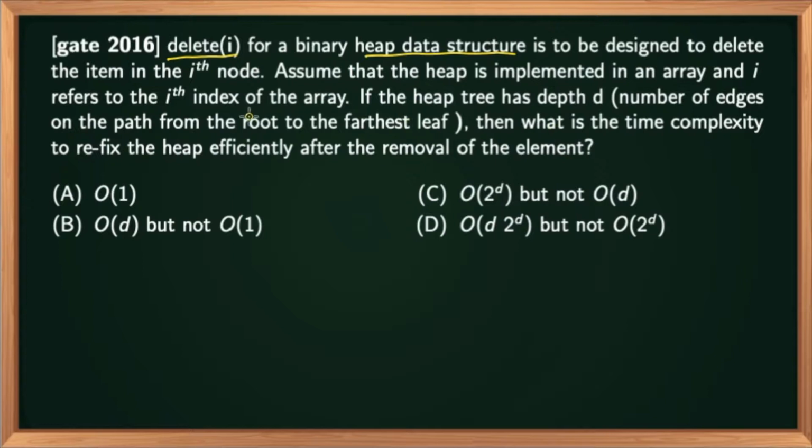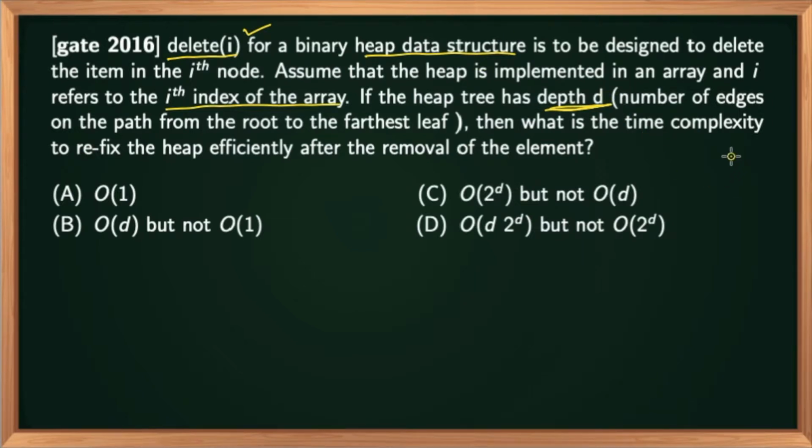So i is the index of the array. Basically we want to delete an element if the index of that element is given in a heap. We know that usually a heap supports only deletion from the root, right? So this question is asking us to design an algorithm to delete any element from a heap. It's given that the depth of this heap is d.